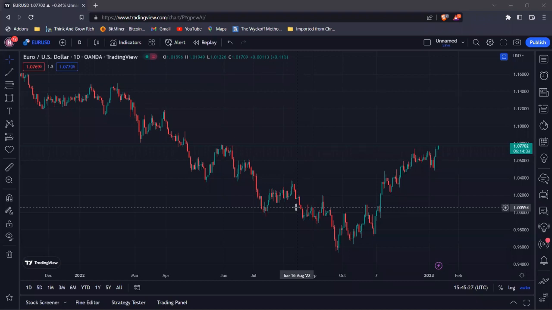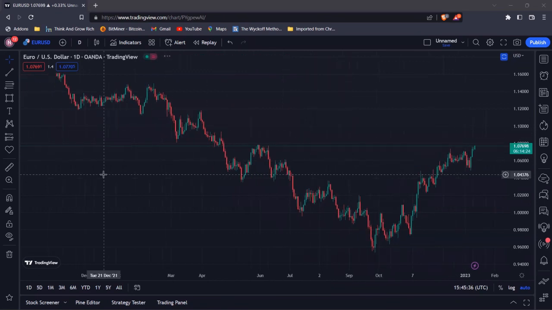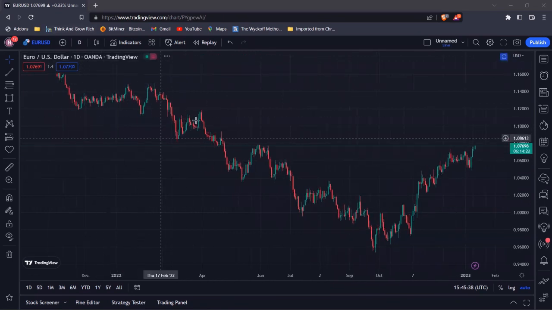Okay, so now we'll look at an example of trend lines and see how we can apply what we just learned in the last video. We're looking at the charts for Euro USD. This is the daily chart.